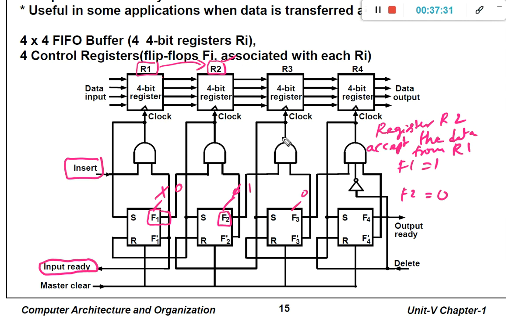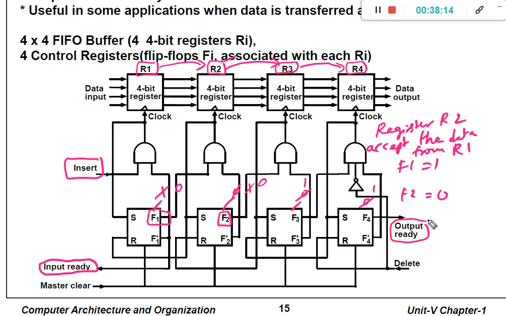Then what to do? You can generate a clock pulse so that register R3 accepts the data from register R2. Now the data will be moved from R2 to R3. Once the data is moved, F2 is reset to 0 and F3 will be 1. As F4 is 0, now we can generate a clock so that register R4 gets the data from register R3. Then finally F4 will be 1. Whenever F4 is 1, the data is ready in R4.